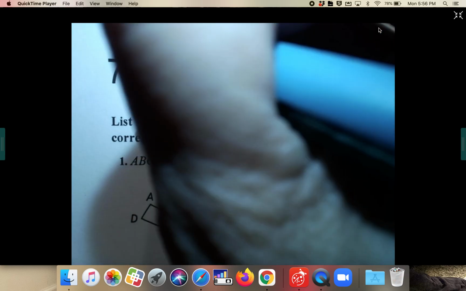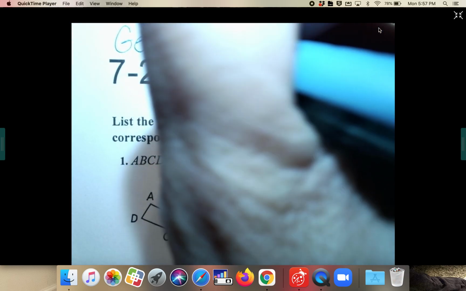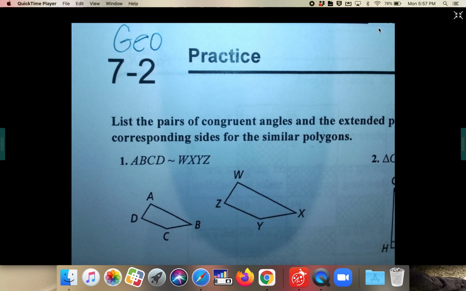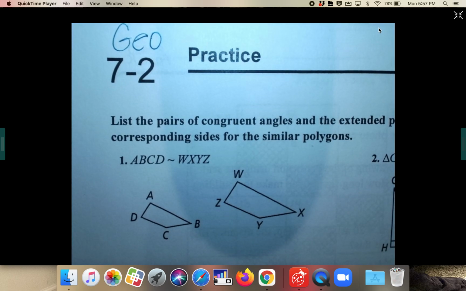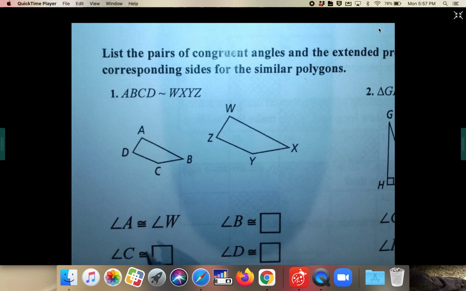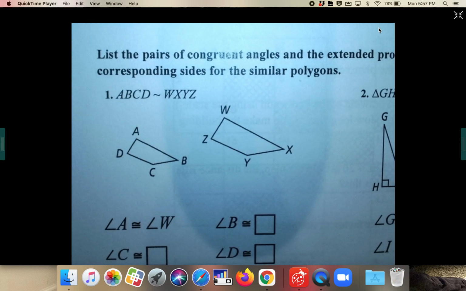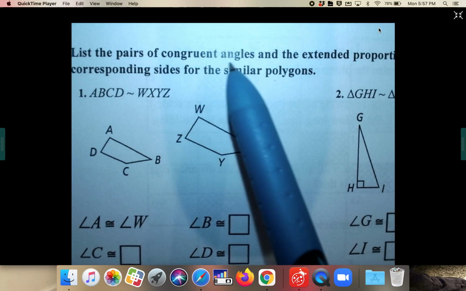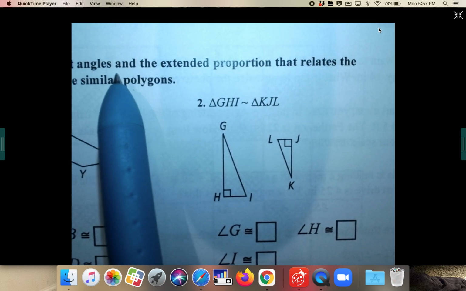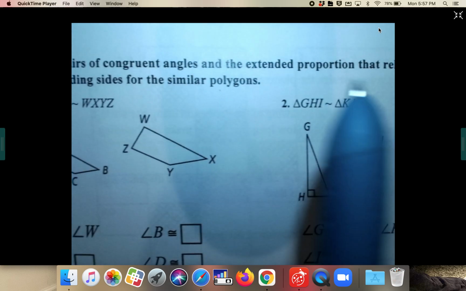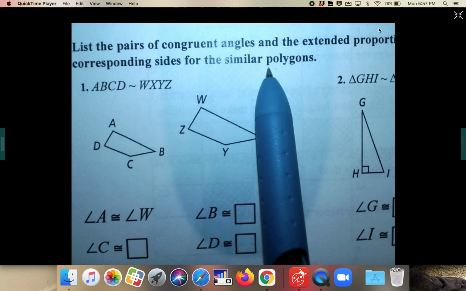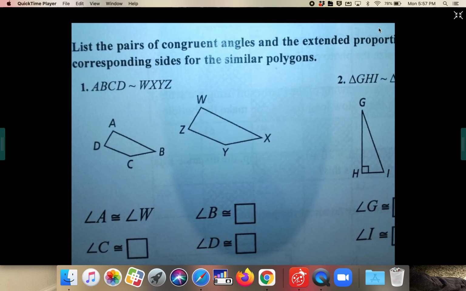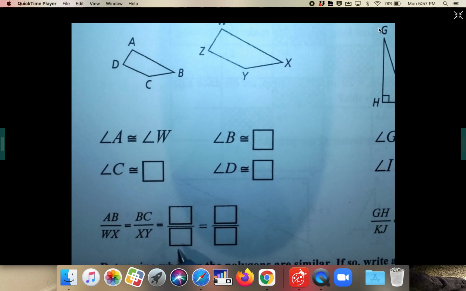Okay, for geometry, we are ready for lesson 7.2, and it is still about similar polygons, but now we're talking more specifically about their corresponding sides. We've talked about this before, so listing the pairs of congruent angles and the extended proportion that relates the corresponding sides for the similar polygons would be right below here.